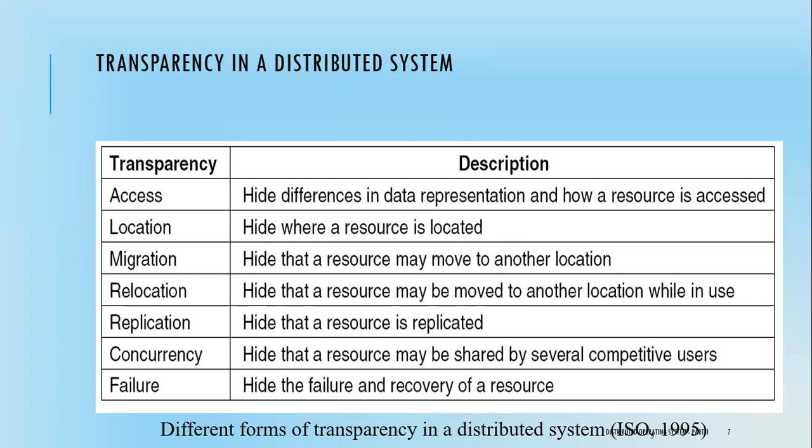Migration transparency hides that your resource may move to another location. Relocation transparency hides that your resource may be moved to another location while being used by other users. Replication transparency hides that your resource is replicated. Concurrency transparency hides that a resource may be shared by several competitive users. And the last one is failure transparency. This hides the failure and recovery of a resource.